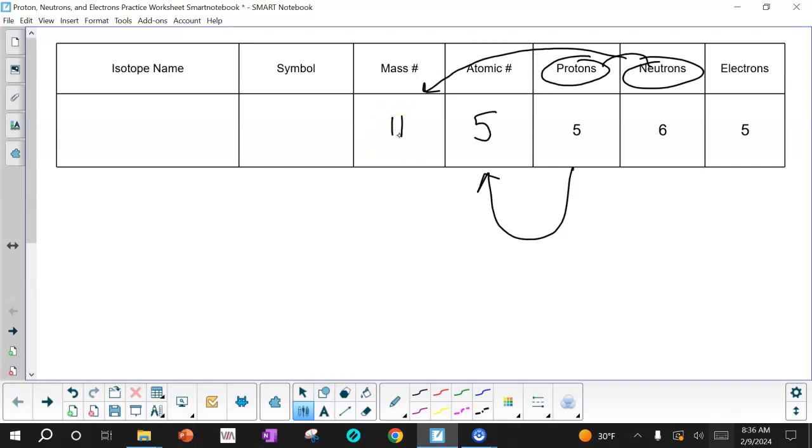When I look at my periodic table, I look for atomic number 5. That's boron. The symbol is B. The mass goes as a superscript to the left. The atomic number is the subscript to the left. And then notice the protons and electrons are equal, meaning this is a neutral atom. This is not an ion. It does not have a charge. I have an equal number of positives and negatives, so I put no charge up here. Okay, so then all I have to do is simply name this. It's boron-11.